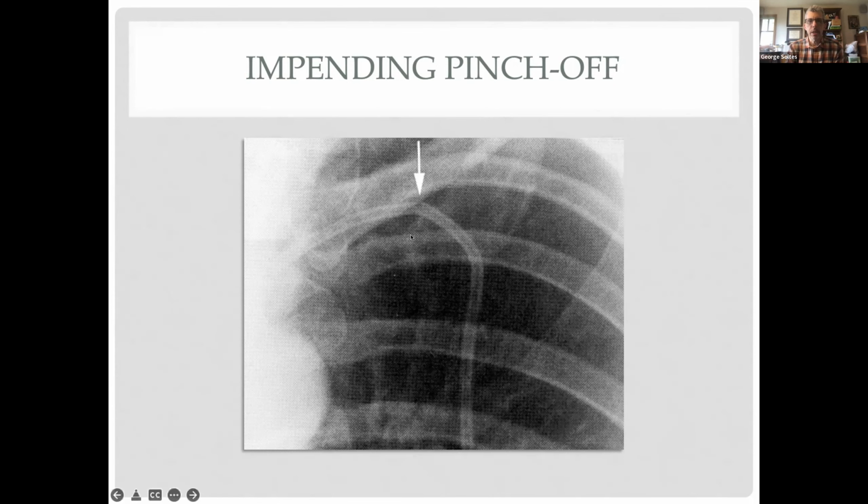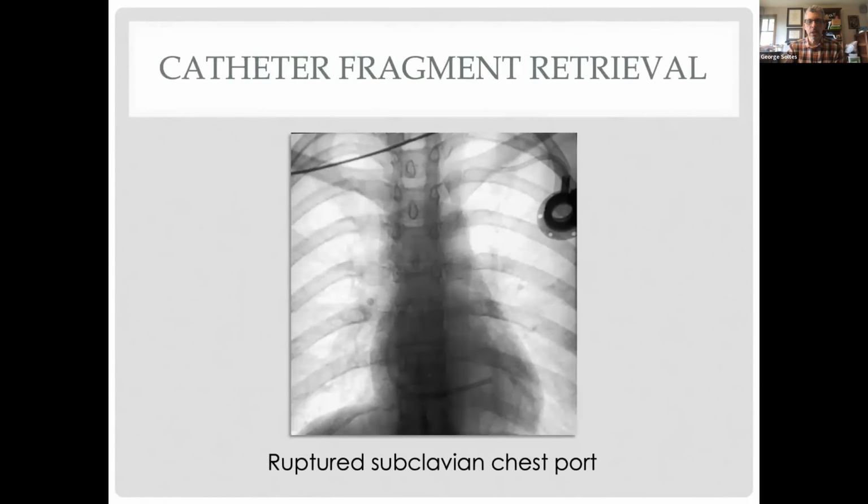So here you can see, number one, you can tell this was placed very centrally because here's the beginning of the tunnel. But if you look closely, there's this little angle and this little lucency at the top of the catheter. So that's how you can be a hero. But if you don't catch it, then you can still be a hero.